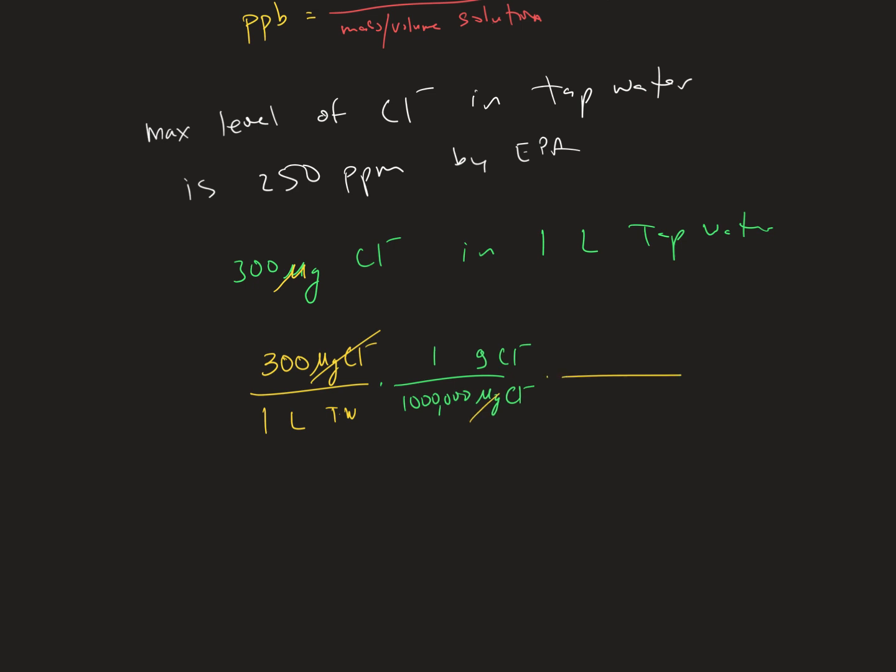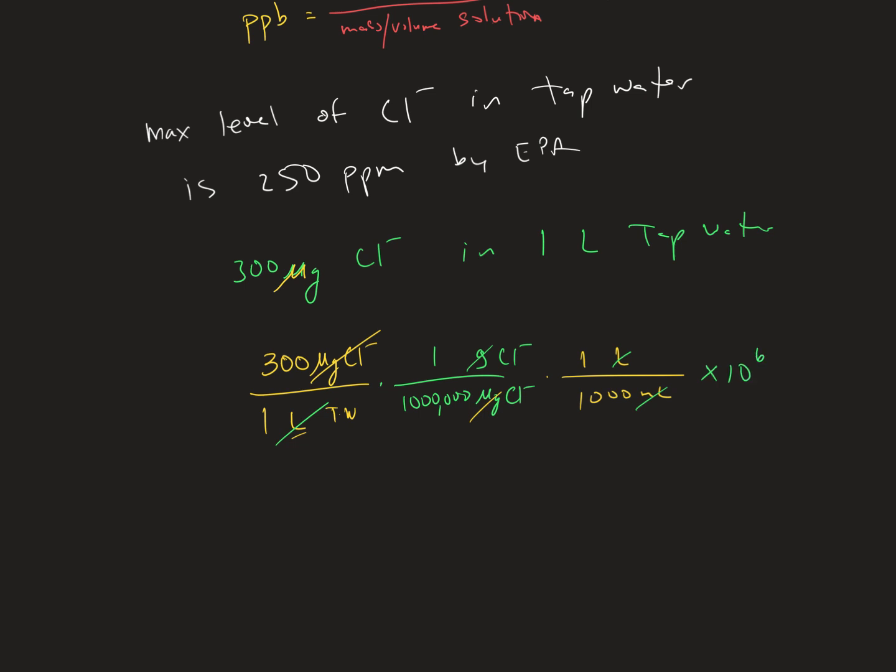And then we want to change liters to milliliters. 1 liter is the same as 1,000 milliliters. And since this is a water solution, hopefully, grams is going to cancel out with milliliters. We're good. You with me? Now what do we have to do?